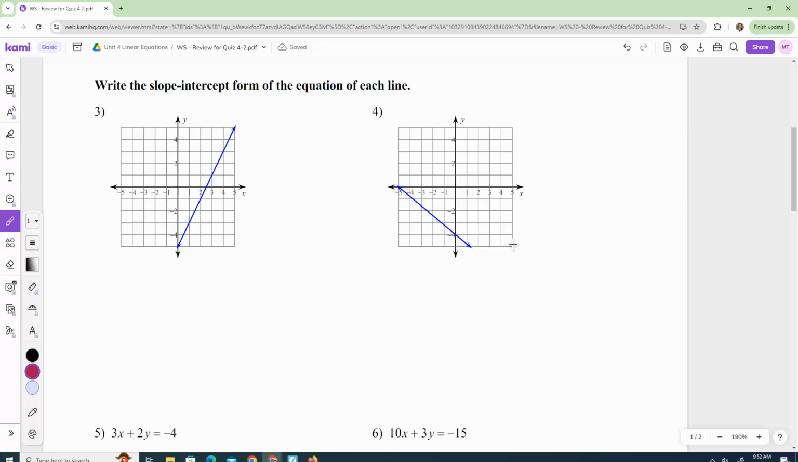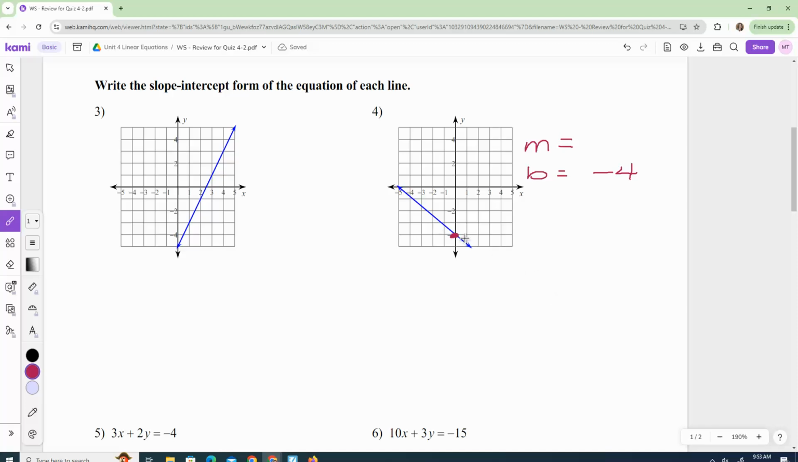If I'm doing it from the graph, we still need to figure out what our m and b are. Looking at this, b is my y-intercept. We hit the y-axis at -4. M is my slope. Can you look at this line and tell me, will it have a positive or a negative slope? Negative, and we know that because it's decreasing.